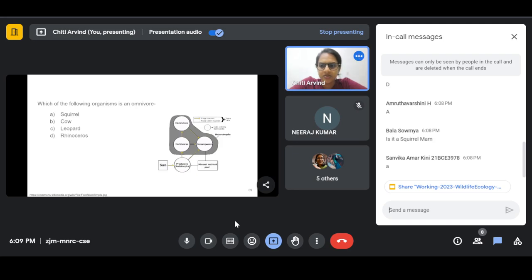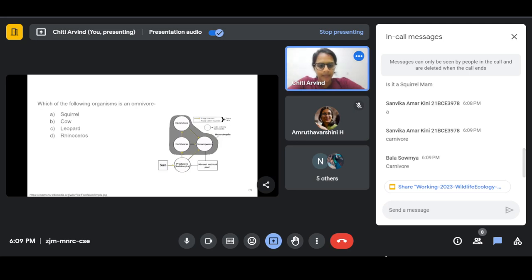Okay, so A is the correct answer. The squirrel is an omnivore. What about the cow? What is a cow? It's a herbivore. What about the leopard? All right, good. Please use the chat box and have some interaction going. The squirrel is an omnivore out here. Your cow and rhino are the herbivores, and your leopard is a carnivore. All right, let's move on to the next question.